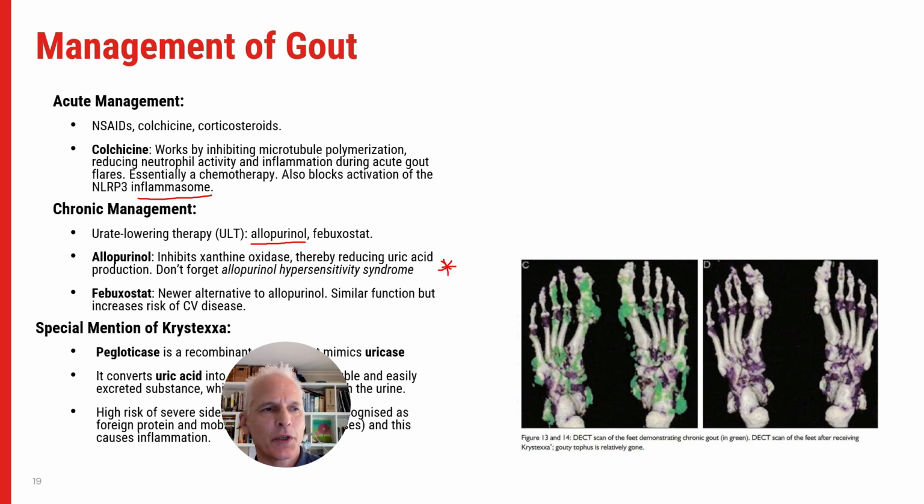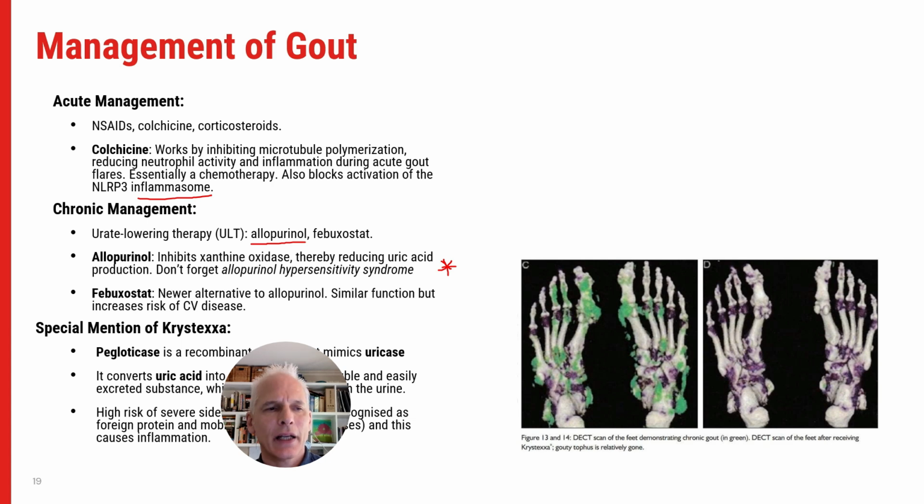Now, we need to make a special mention of another drug called Krystexxa. Krystexxa, otherwise known as pegloticase, is a recombinant enzyme that mimics uricase. So in other words, they've developed a drug that mimics that enzyme that older mammals have, which can break uric acid down into allantoin.